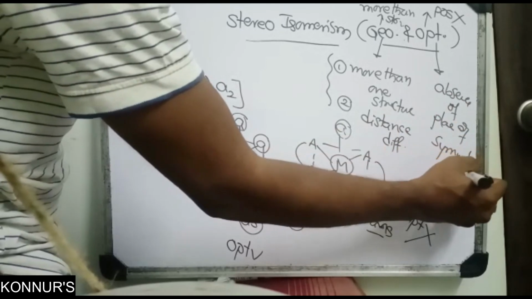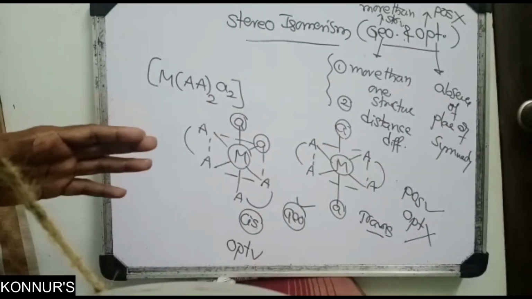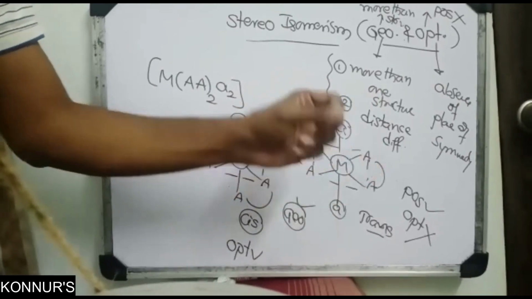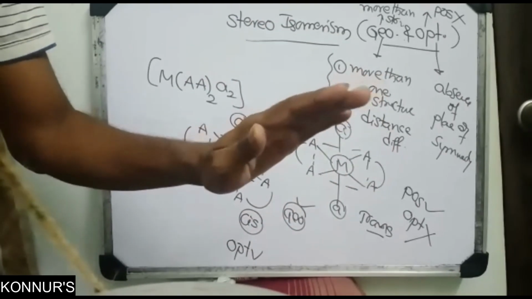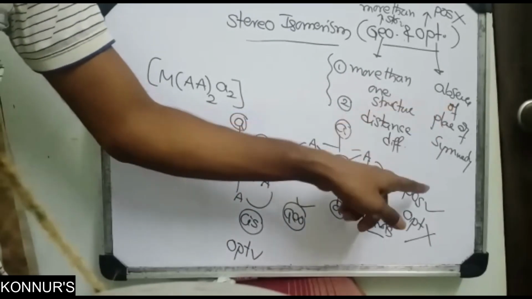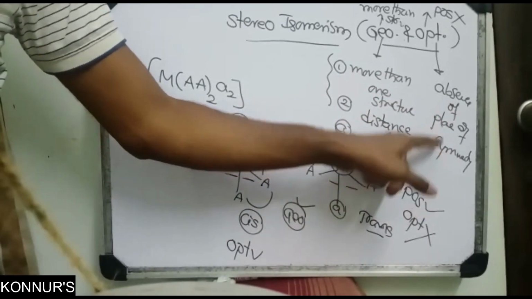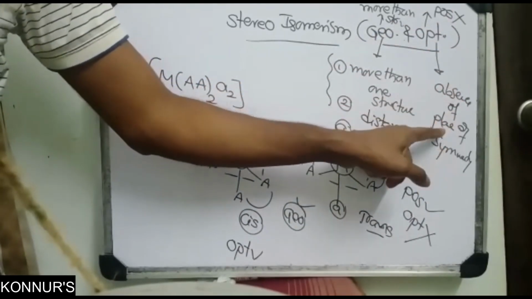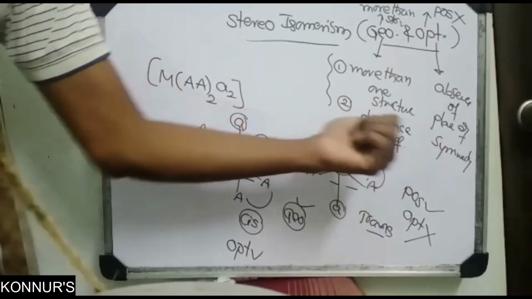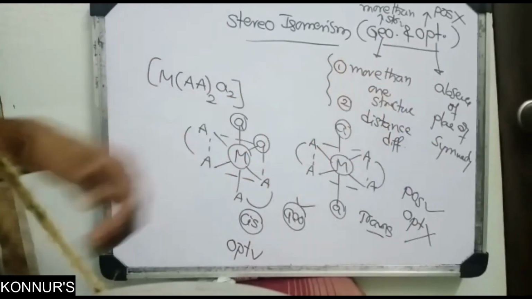What is the plane of symmetry? Means you take the molecule in any direction, x direction, y direction, z direction, or any direction. You cut into two equal halves. If it happens, plane of symmetry is there. Plane of symmetry is there means optically inactive. Plane of symmetry is not there means optically active. So you must follow these two things and you can do that thing.